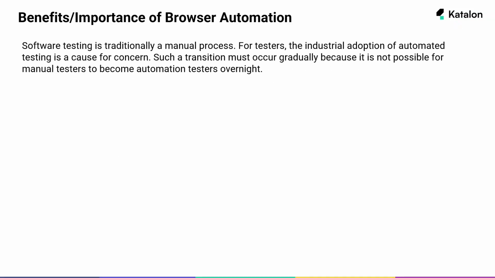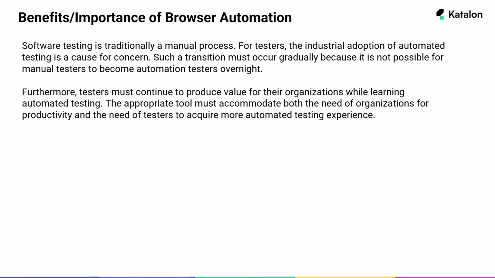Software testing is traditionally a manual process. For testers, the industrial adoption of automated testing is a cause for concern. Such a transition must occur gradually because it is not possible for manual testers to become automation testers overnight. Furthermore, testers must continue to produce value for their organizations while learning automated testing.